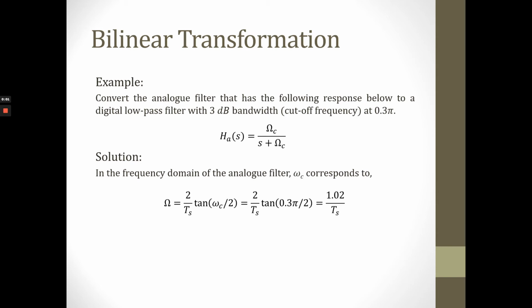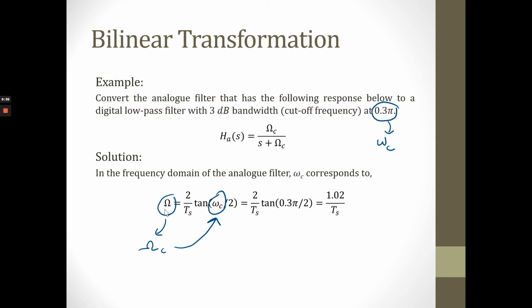In this example, we need to convert the analog filter that has the following response to a digital low-pass filter with a 3 dB bandwidth cutoff frequency at 0.3 pi. So this is actually the value of omega C, the cutoff frequency. So in the frequency domain of the analog filter, omega C corresponds to this one.